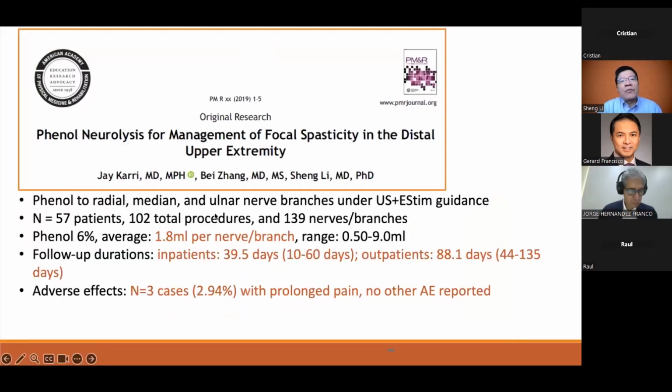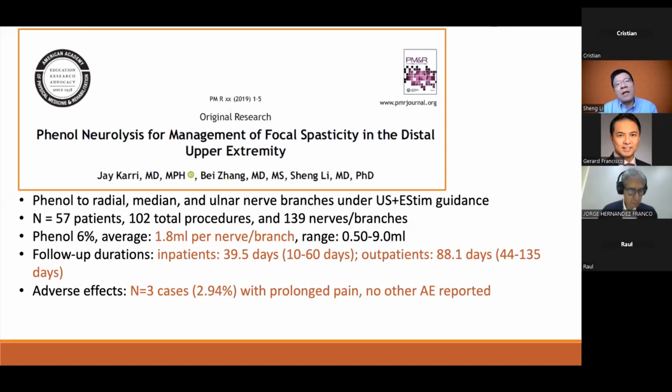We did another chart review focusing on phenoneurolysis application in the distal upper extremity, summarizing 57 patient charts and 102 procedures. We found an overall 1.8 ml per nerve or nerve branch, ranging from 0.5 to 9 ml, which is less than for other parts of the body. For inpatients, we followed up about 40 days on average, and for outpatients, about 90 days. There were only 3 cases out of this group, about 3%, with prolonged pain, and no other adverse event was found in our chart review.